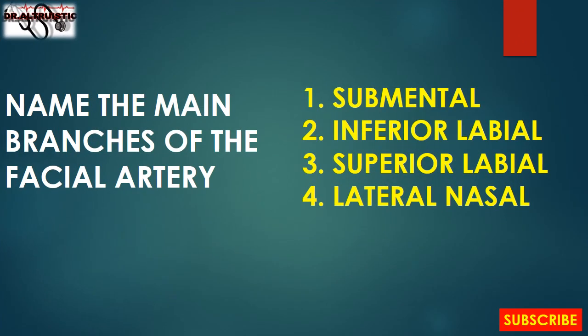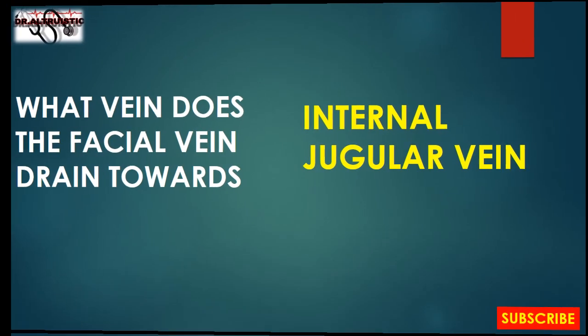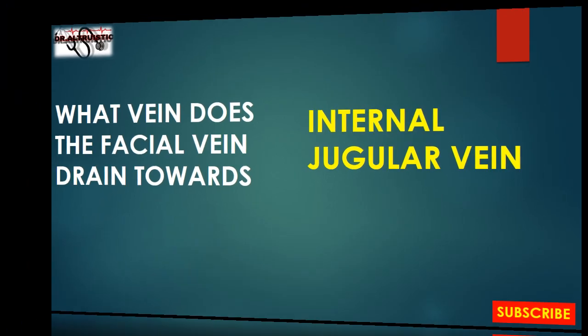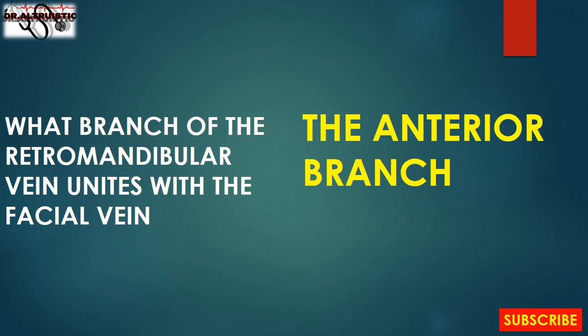Name the main branches of the facial artery. 1. Submental. 2. Inferior labial. 3. Superior labial. 4. Lateral nasal. What vein does the facial vein drain towards? Internal jugular vein. What branch of the retromandibular vein unites with the facial vein? The anterior branch.